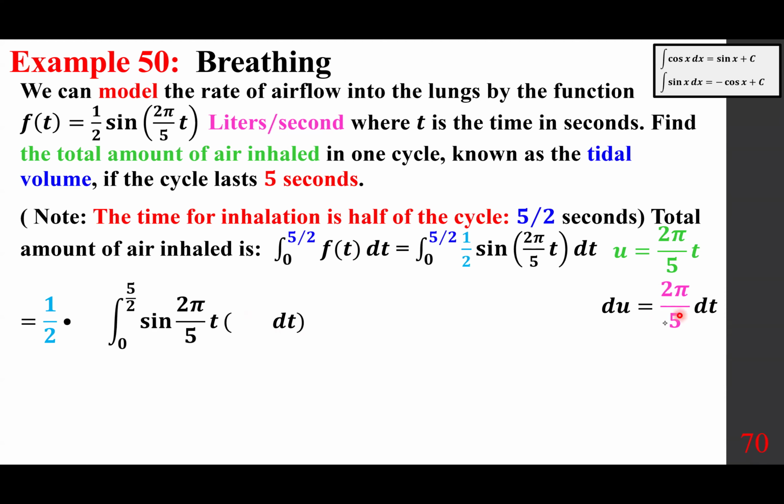If I put that here, how do I undo that? Its reciprocal, 5 over 2 pi. Again, 2 pi over 5 is a number. You can do that because that's a number, and of course, it's an exact answer. Now, this is 5 over 4 pi. This is sine of u du.